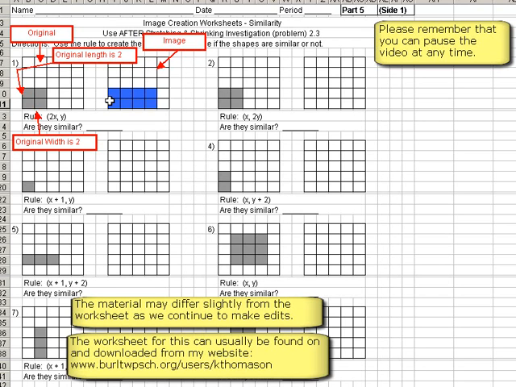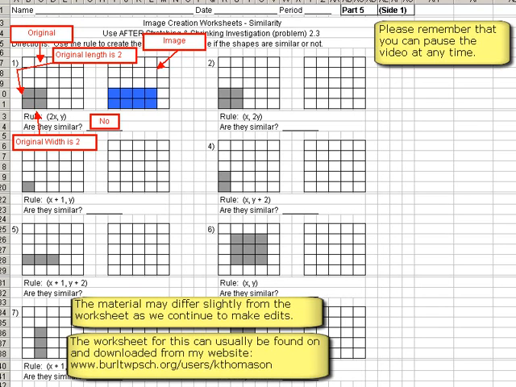And if you can't tell by looking, which it won't always be this obvious, all we need to do is look at the numbers before the x and the y. Are the numbers before the x and the y the same? In this case, no, they're not. The width is being multiplied by a different amount than the length. So since they're being multiplied by a different amount, the answer is no.